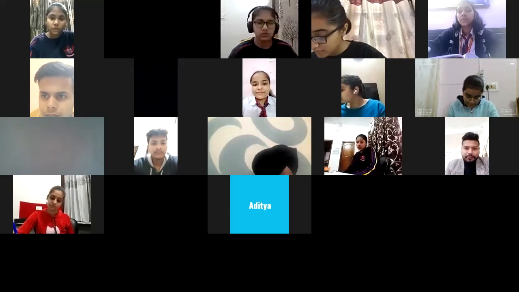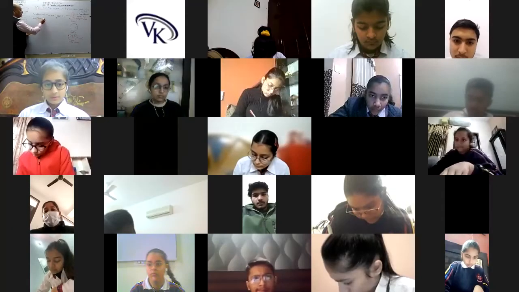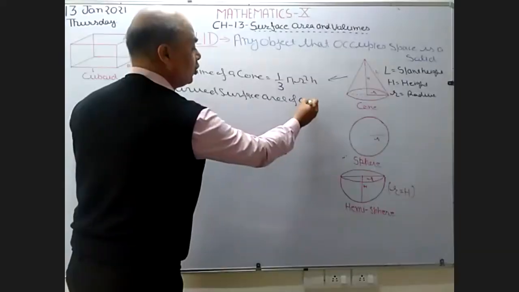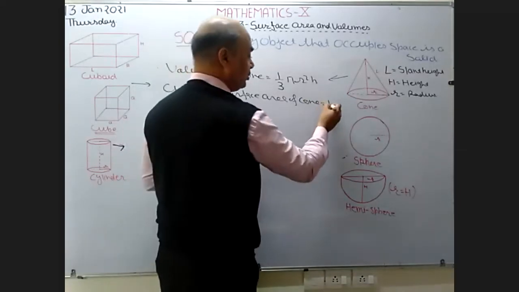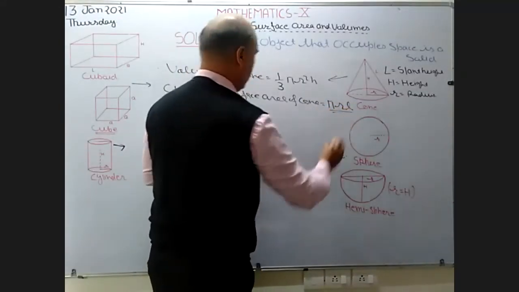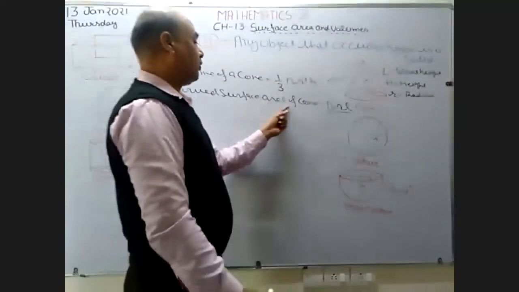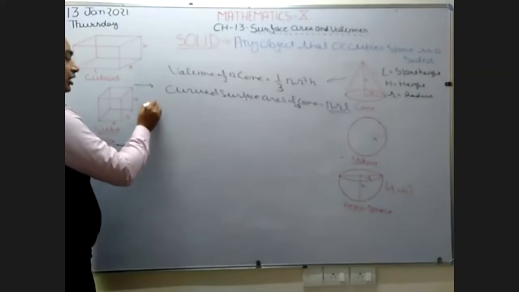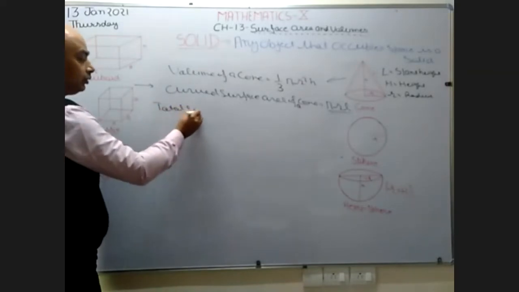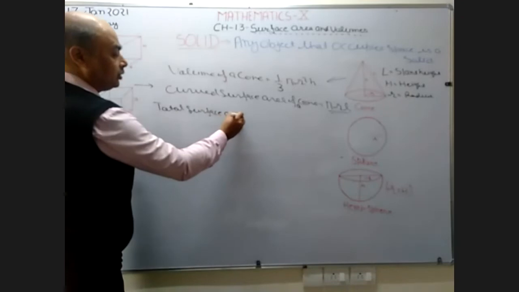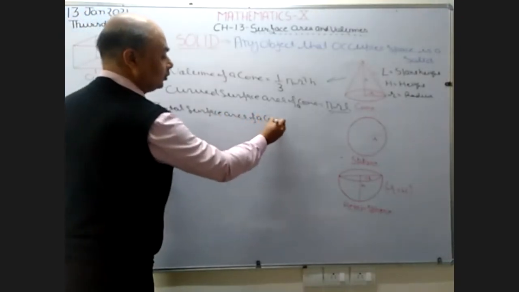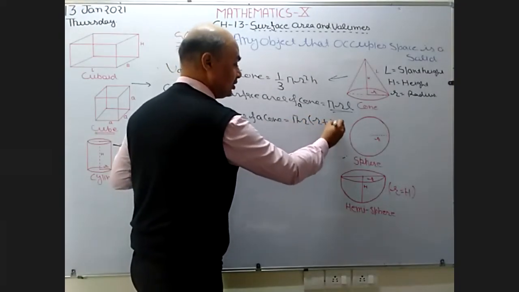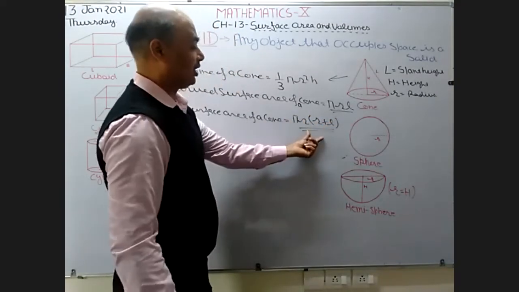So next one is the curved surface area of a cone. The curved surface area of a cone formula is pi r l. Curved surface area of a cone is pi r l. So next one is total surface area. So write here, total surface area of a cone. The total surface area of a cone formula is pi r, bracket r plus l. So this is known as the total surface area of a cone.